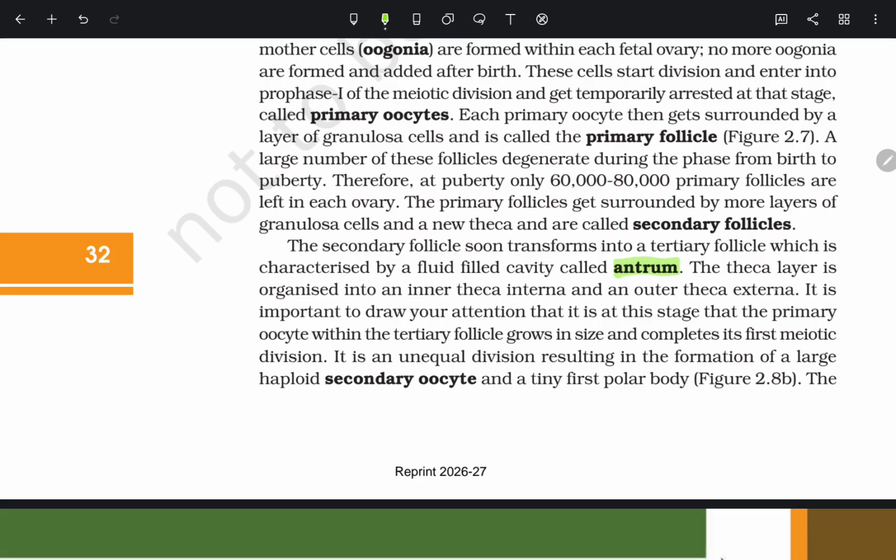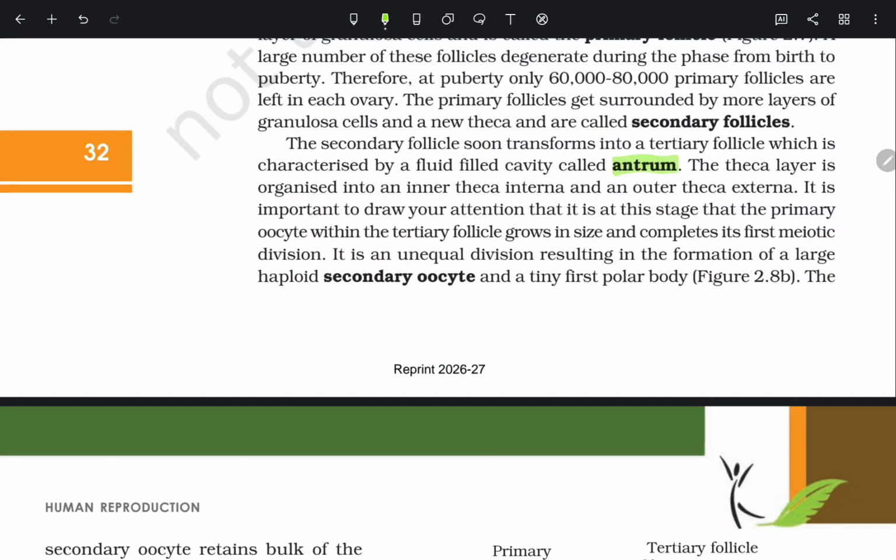The theca layer is organized into an inner theca interna and an outer theca externa. It is important to draw your attention that it is at least at this stage that the primary oocyte within the tertiary follicle grows in size and completes its first meiotic division.